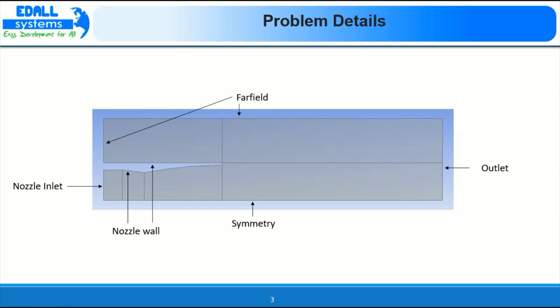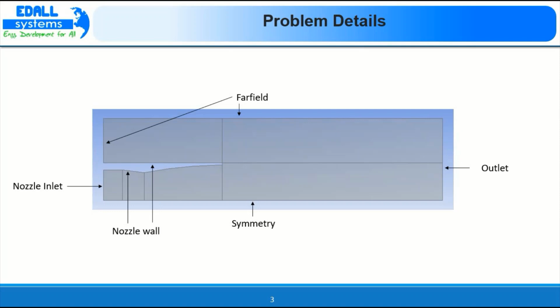So we will be using this geometry for our simulation. Flow will be entering from this nozzle inlet and then it will be allowed to pass through the entire geometry. Just to get an idea of how we can simulate and what the values are for such a rocket propulsion problem, we will be using this geometry.